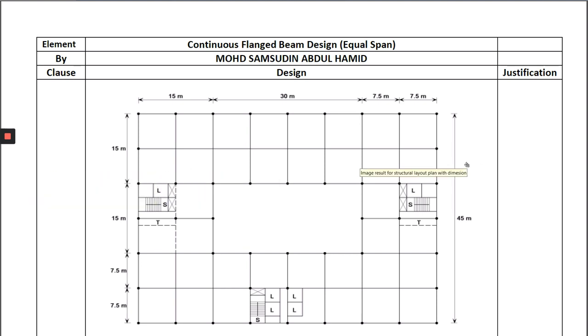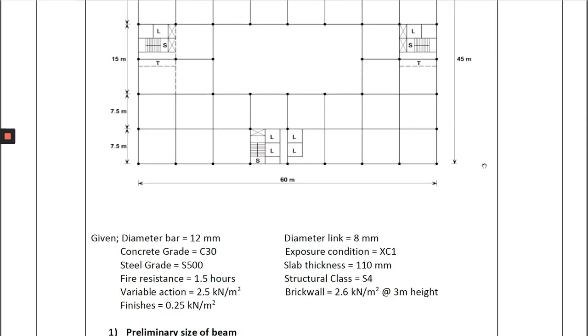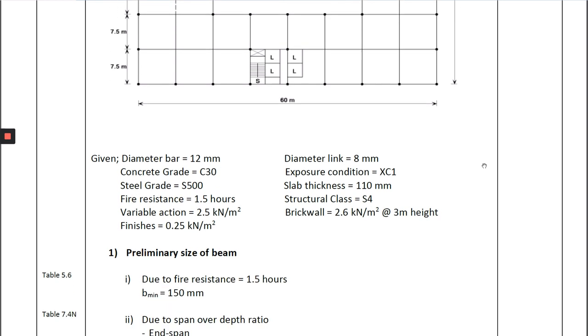Basically, we have to really understand how to determine that this beam is considered a flange beam. It is because this beam is connected with the slab. So when this beam is connected to the slab, automatically the beam that we're going to design is a flange beam. So you have to know this is how we determine whether the beam is a flange or rectangular beam. Here are the data given in order for me to design the beam.